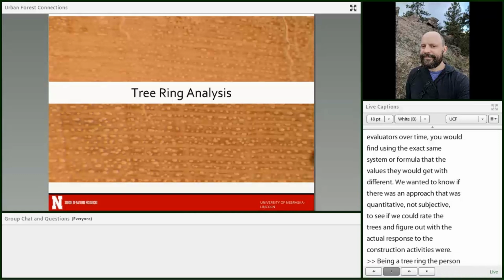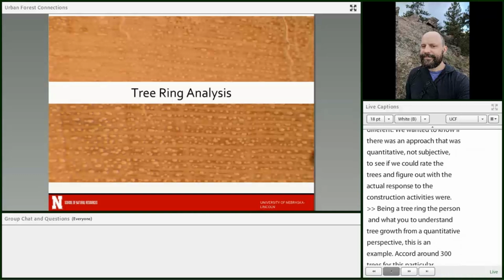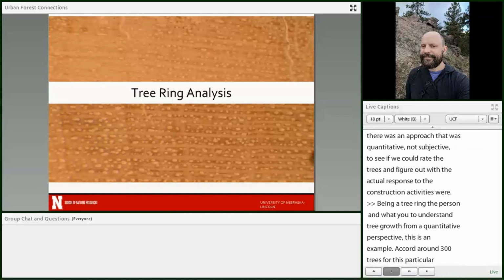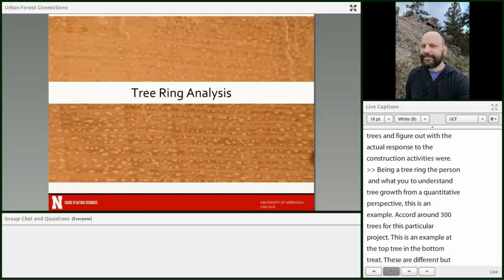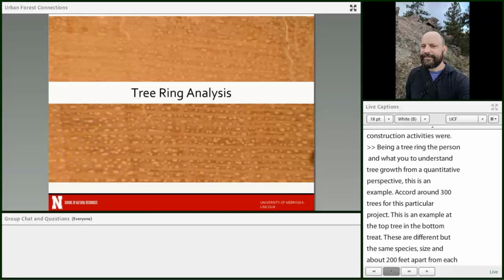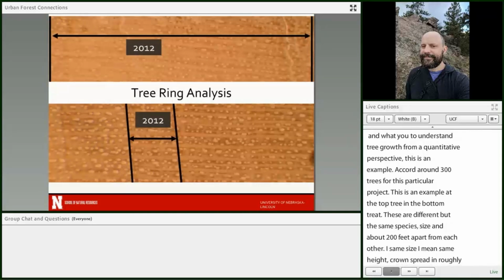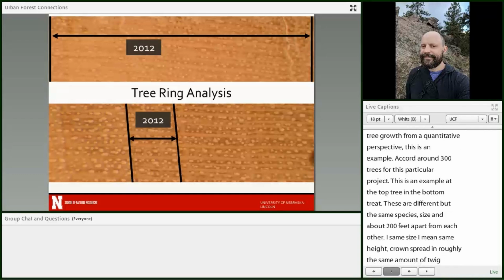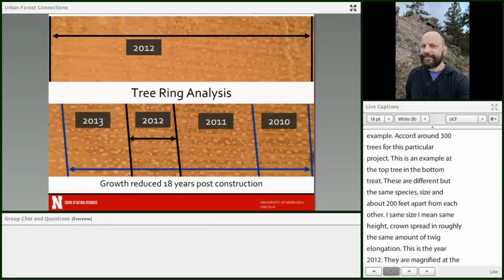So I cored around 300 trees for this particular project, and this is an example here, the top tree and the bottom tree. These are different, but they're the same species, same size, and really only about 200 feet apart from each other. And by same size, I mean same height, same DBH, same crown spread, and roughly the same amount of twig elongation over the last few years. So this is the year 2012. These are both magnified at the same level, so it's an honest comparison of the size of these. And you can see that there's quite a bit of difference in growth.